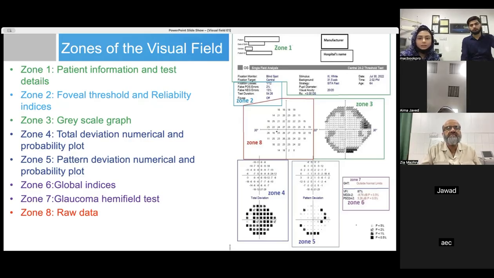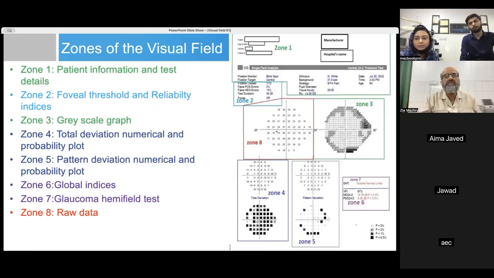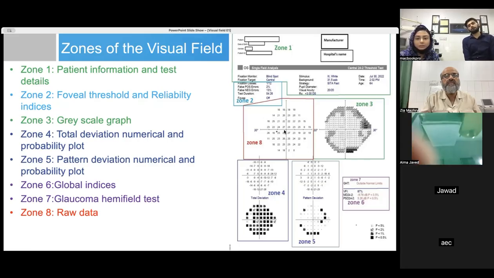This is Zone 1. This is Zone 2, foveal threshold and reliability indices. This is Zone 3, which is the grayscale. This is Zone 4, which is the total deviation numerical plot and total deviation probability plot. This is Zone 5, pattern deviation numerical plot and pattern deviation probability plot. This is Zone 6, which is the global indices, which include the mean deviation, pattern standard deviation, and visual field index. Zone 7 is the glaucoma hemifield test, and this is Zone 8, which is raw data.